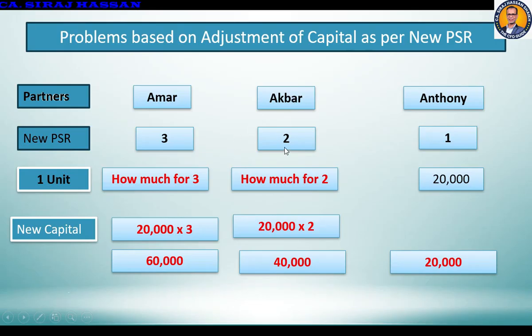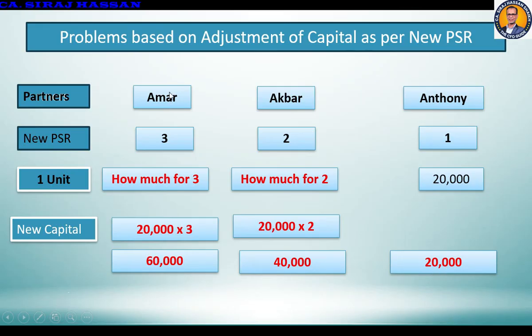Since Akbar is having 2 units of capital, how much should Akbar bring? For 1 unit of Anthony it is 20,000. For 2 units of capital, 20,000 should be multiplied by 2, that will give 40,000 as the capital for Akbar. Similarly, for 1 unit of capital, Anthony is bringing 20,000. For 3 units of capital, how much should Amar bring? 20,000 should be multiplied by 3, that is 60,000 rupees. So the new capitals will be 60,000, 40,000 and 20,000 respectively.